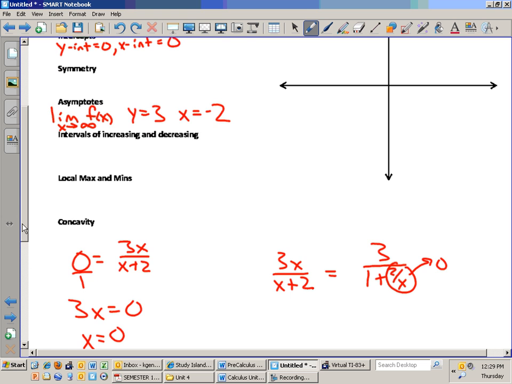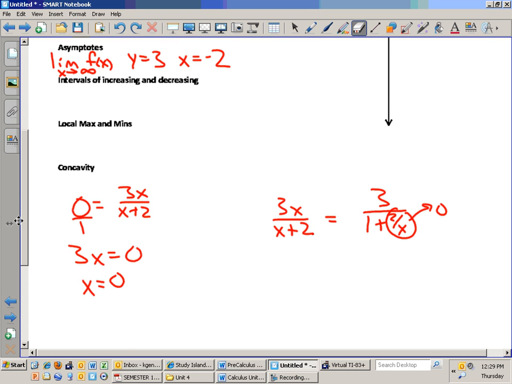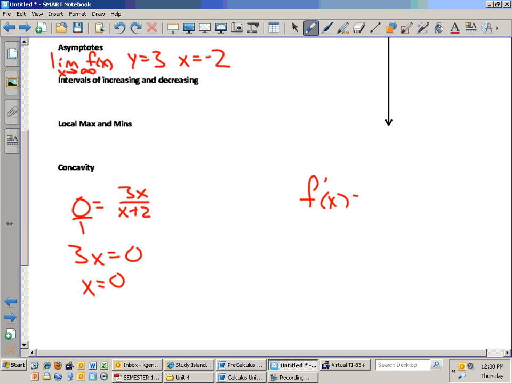Intervals of increasing and decreasing. This is where it's kind of interesting here. We need to take the first derivative and the second derivative. What is the derivative of this function? F prime of x is equal to, how do I find the derivative? 3x over x plus 2. Quotient rule. Derivative of the top is 3 times the bottom, which is x plus 2, minus 3x times 1. All over x plus 2 quantity squared.